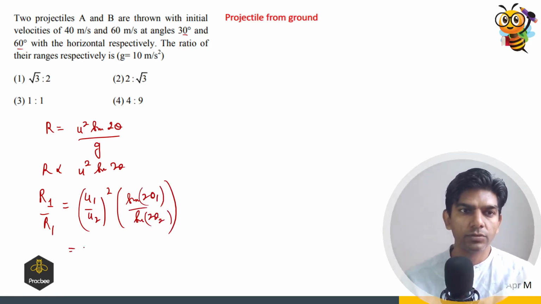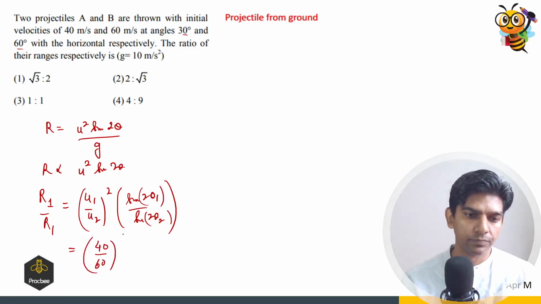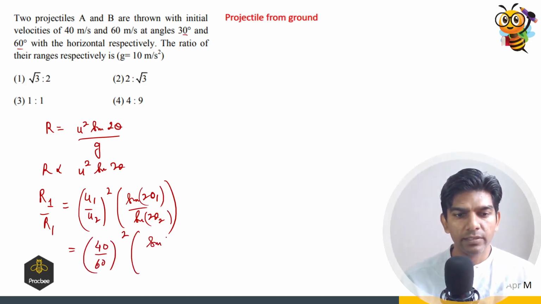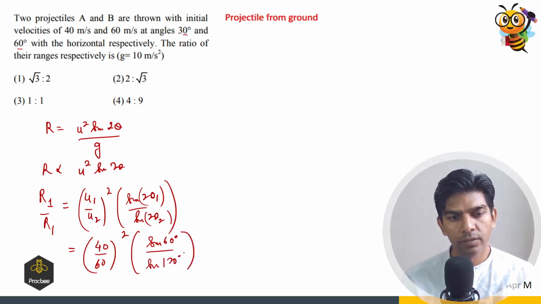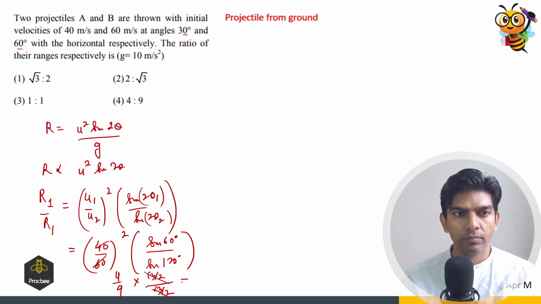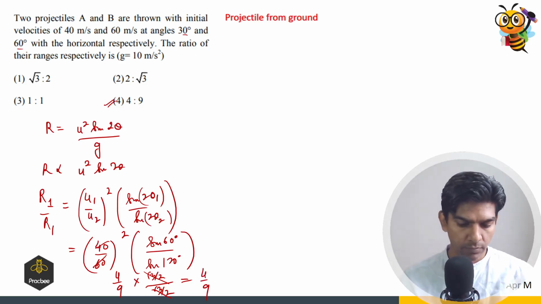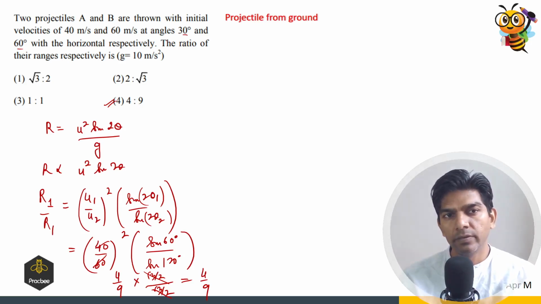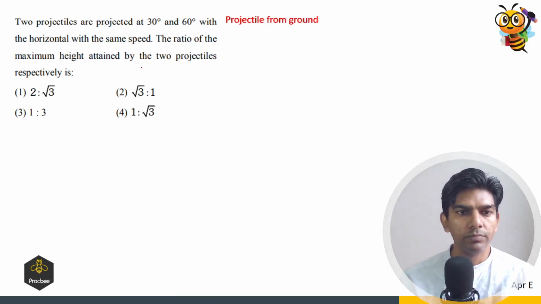Let us substitute the values. So u1 is given as 40, u2 is given as 60. Sine 2 theta 1 will be sine 60 degrees and sine 2 theta 2 will be sine 120 degrees. So this will give us 4 by 9. And sine 60 is root 3 by 2, and sine 120 is again root 3 by 2. Clear? And that comes out to be 4 by 9. So option 4 is the right answer. Clear? So okay, right. So now let us see the next problem.